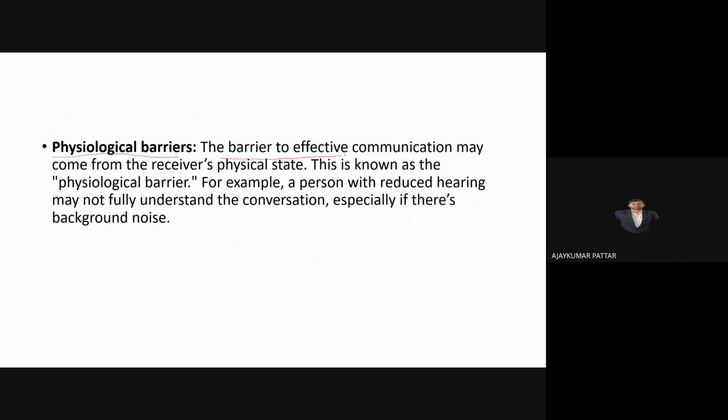The barrier to effective communication may come from the receiver's physical state. The receiver's physical state is known as a physiological barrier. For example, a person with reduced hearing may not fully understand the conversation, especially if there is background noise. What are physiological barriers? It means the distraction of communication happens by a physiological function.